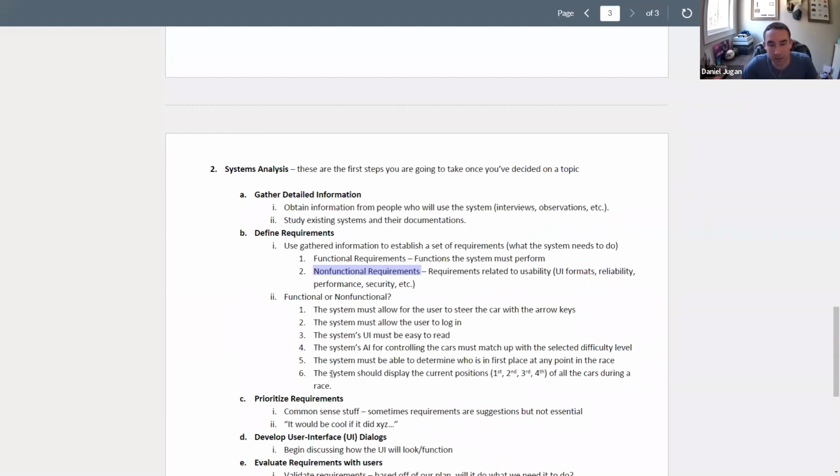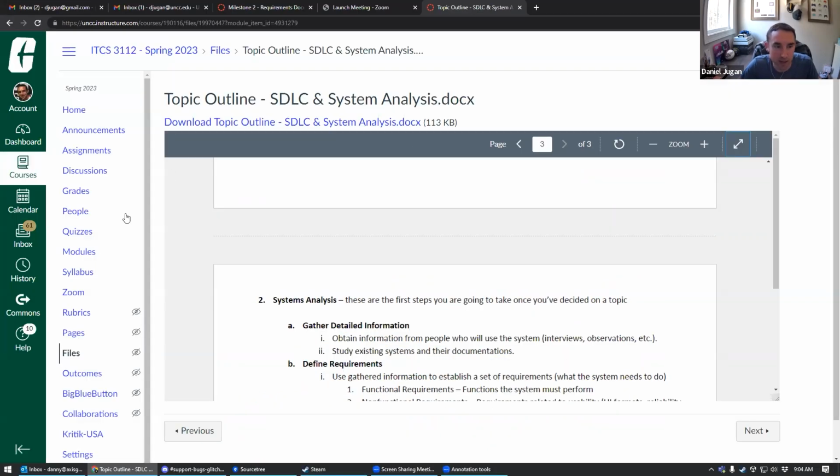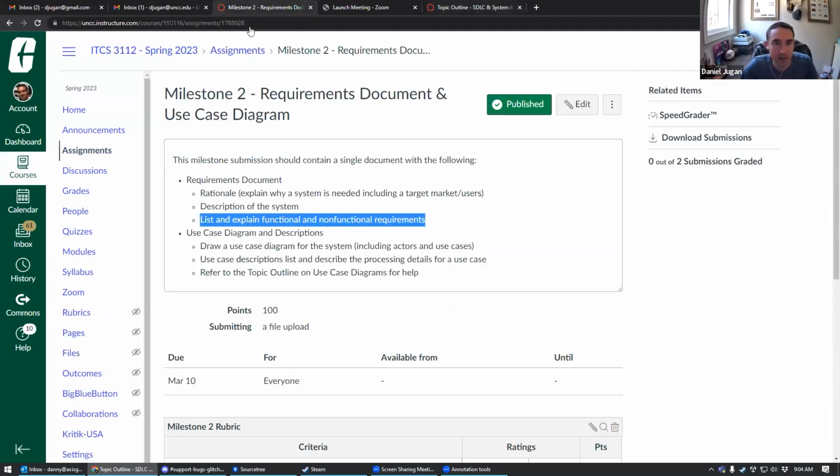And again, if you want to go back and listen to the topic outline when we went over these the first time, to get a refresher for that. But that is where you are going to list and explain the functional and non-functional requirements of the system. So what is the system doing? And are there any parameters associated with how the system has to do it? Okay, the first would be functional, the second would be non-functional.